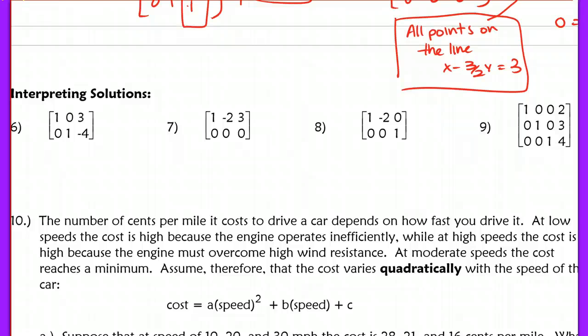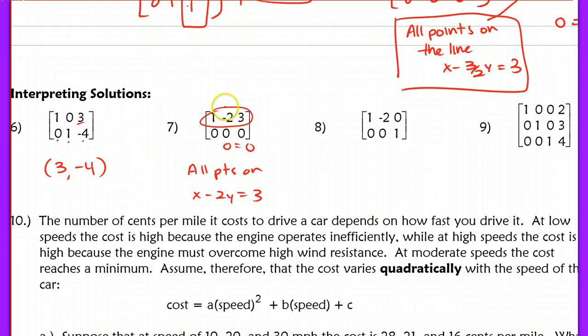Alright, in problem number 1, 1x plus 0y equals 3, so in other words, x equals 3, and y equals negative 4, because 0x plus 1y equals negative 4. In number 7, this is a true statement in the bottom. We have 0 equals 0, which means that this is all points on the line x minus 2y equals 3. So it's all points on this line here.